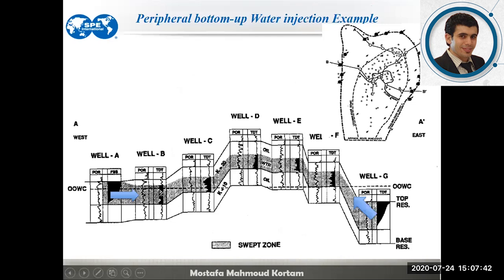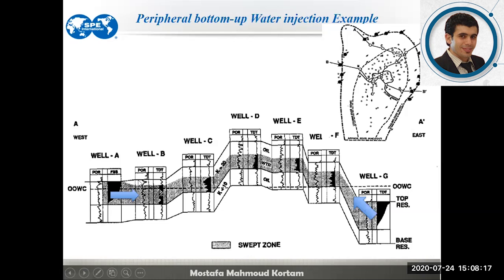So from A to A dash, on these cross sections, they found that this is well A, and that is well J, which is located in that direction. So the cross sections crossing the field in this direction show that the water saturation is progressing in the middle of the reservoir, and it was a common feature in all the wells that have been recorded and logged for the RST.